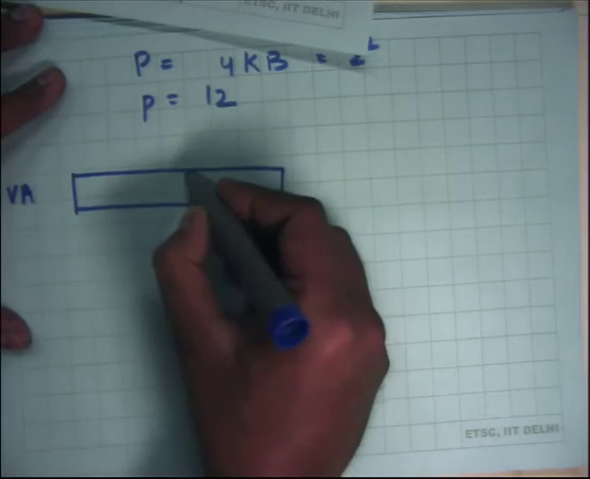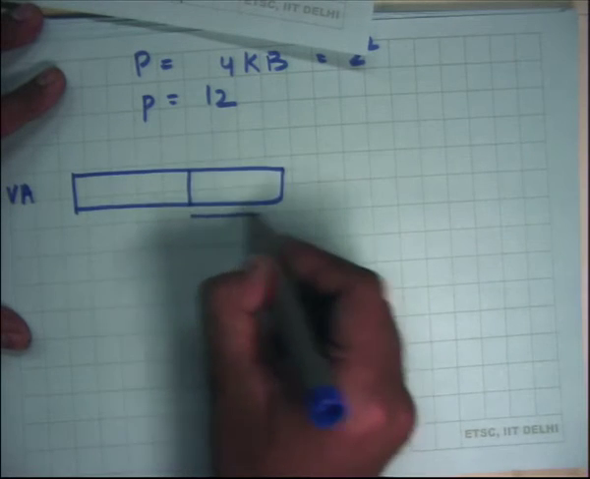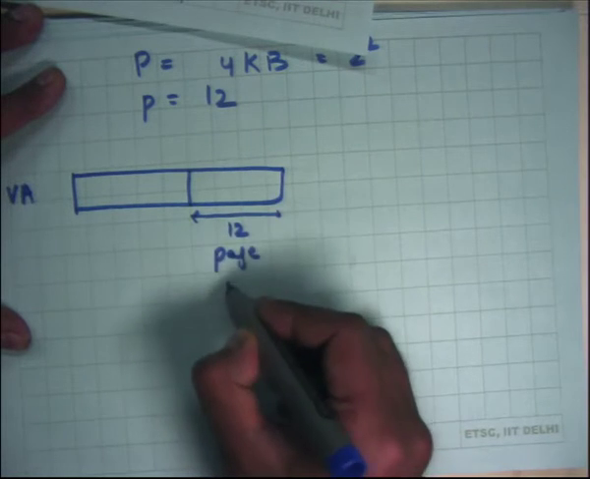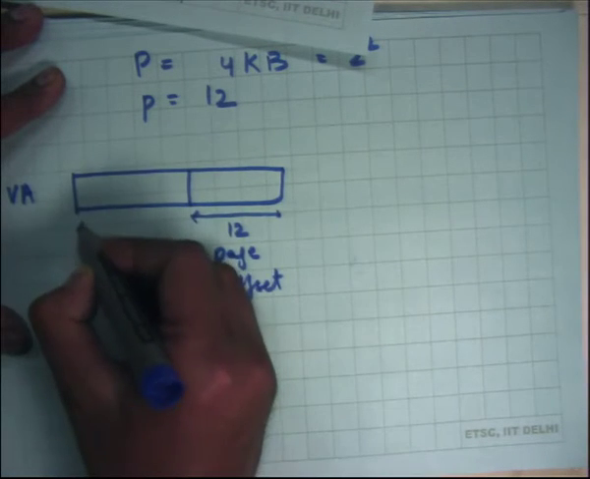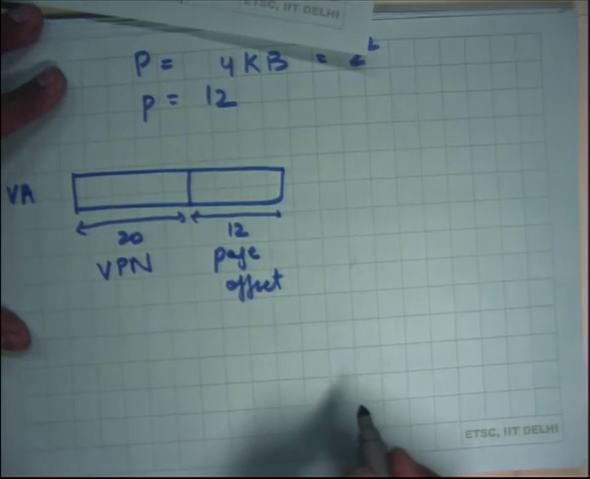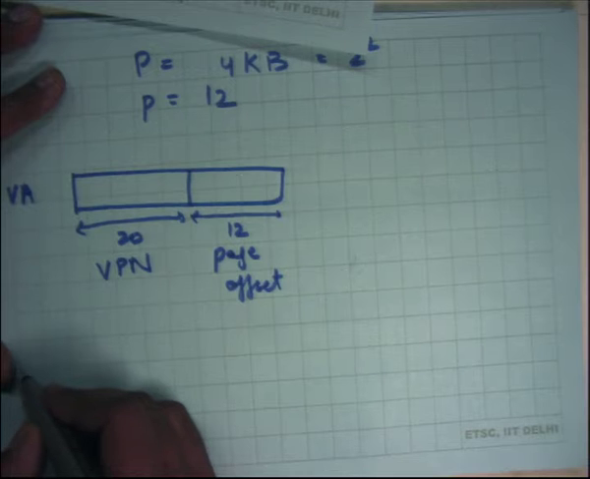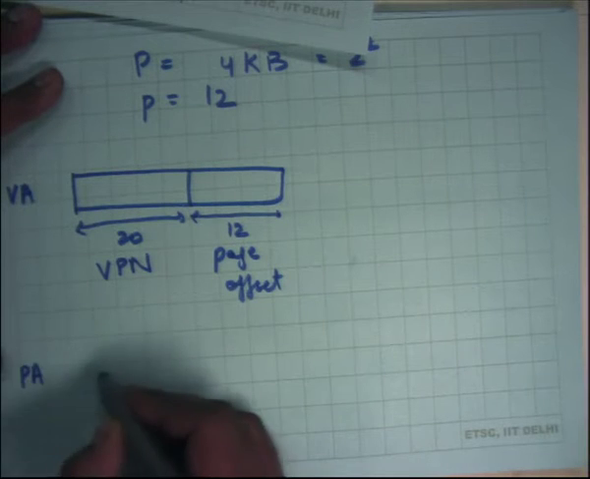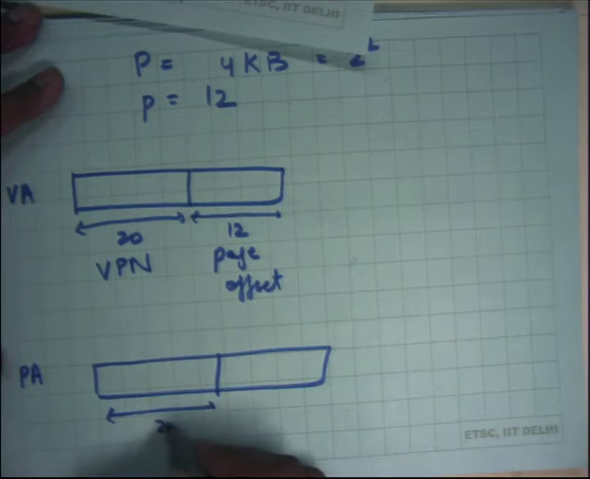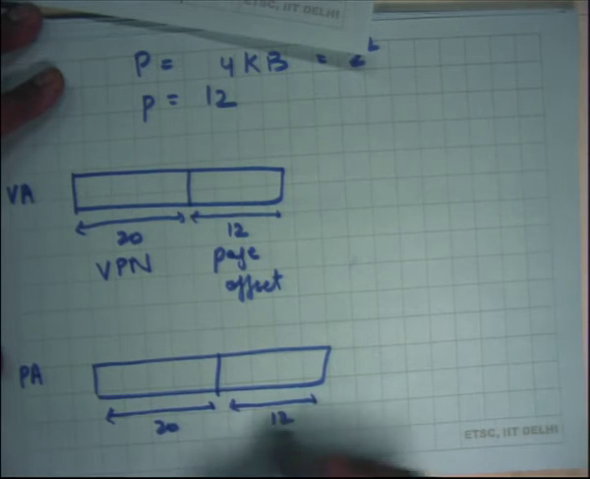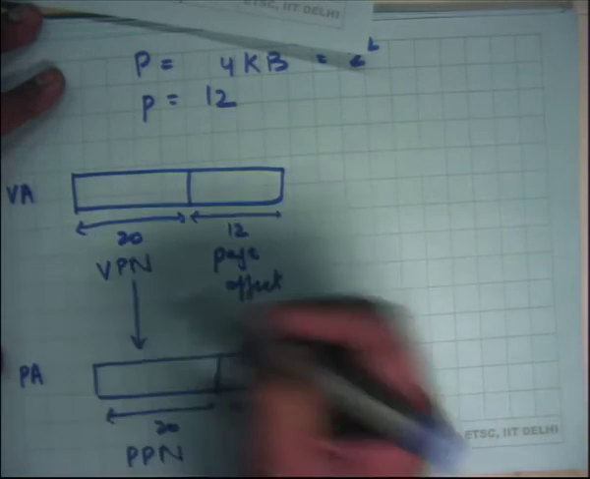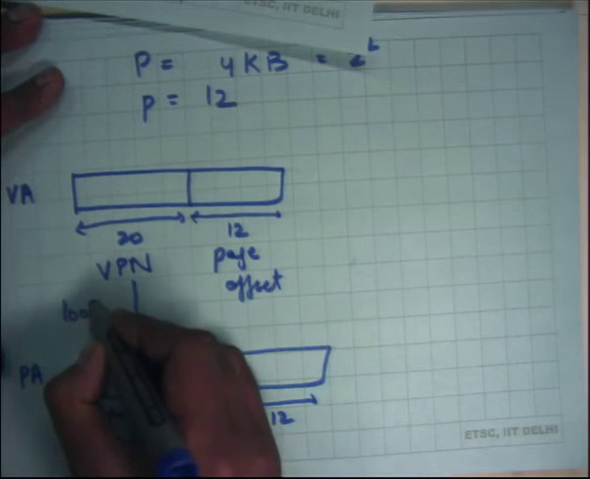32 bits, of which the last 12 bits are called the page offset, and the top 20 bits is called the VPN, right? And similarly in the physical address, this is the PPN, right? And now I need to design a lookup table which maps VPN to PPN.